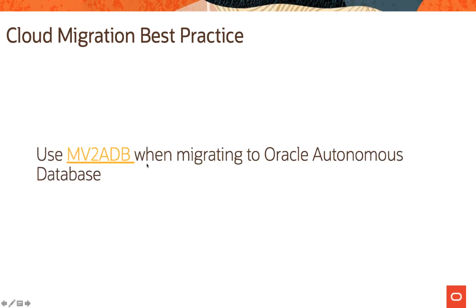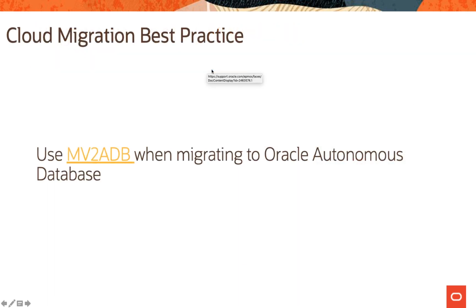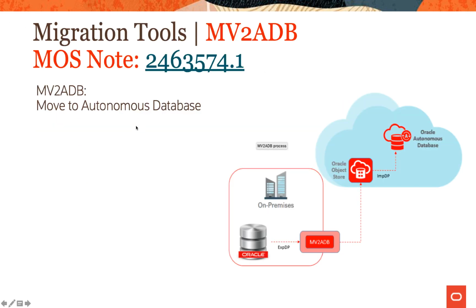You can use MB2ADB when migrating to Oracle Autonomous Database, and we are going to cover more details on this tool. The MOS note which talks about MB2ADB is 2463574.1. Move to Autonomous Database is basically a new tool which permits you to load data and migrate from your on-prem to Autonomous Database cloud. It leverages Oracle Data Pump, EXPDP and IMPDP, and with a single command it is able to migrate to Autonomous Database.